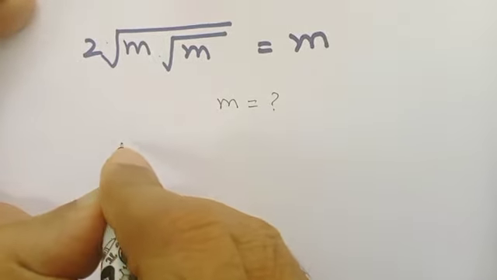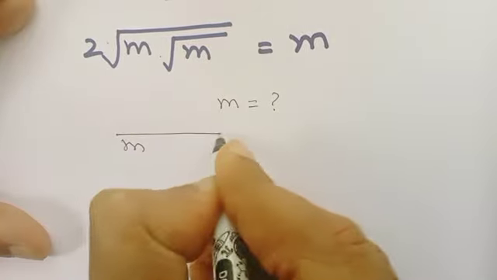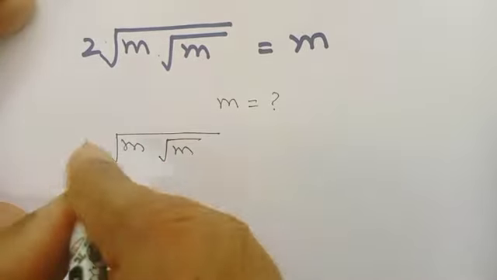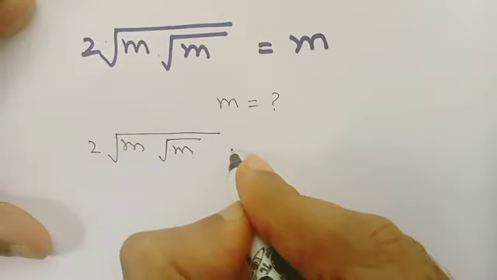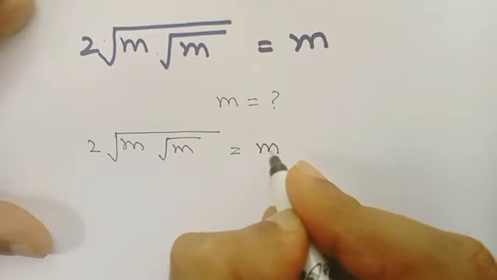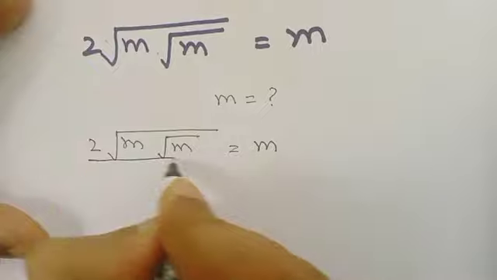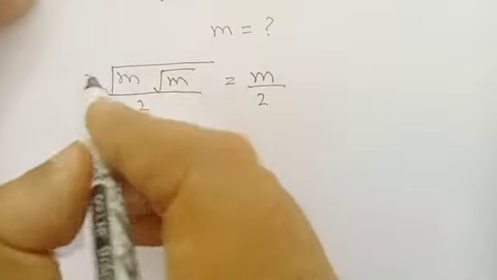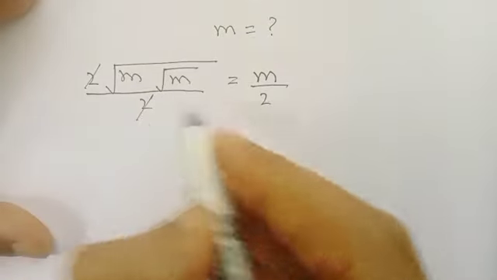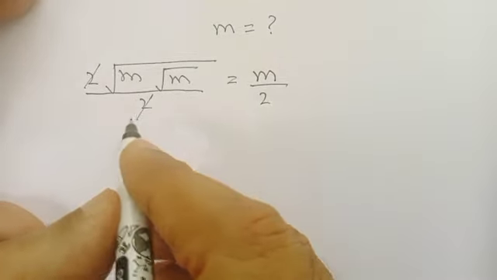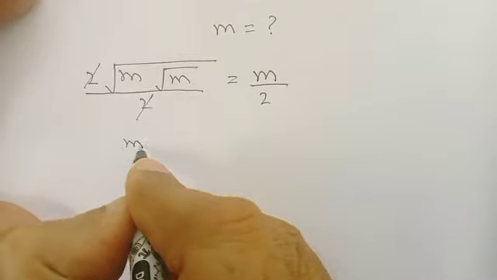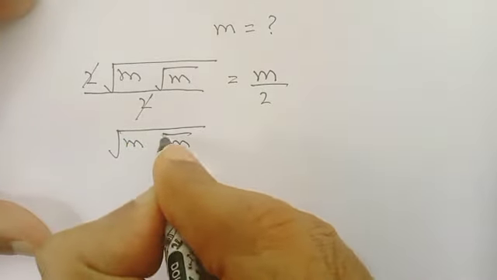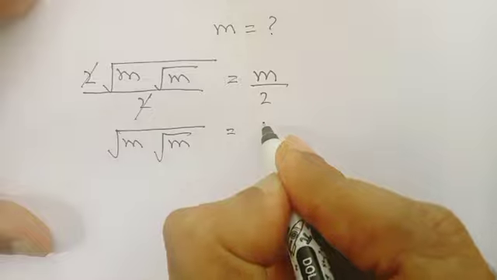Let's see. The equation is 2m times the square root of m equals m. Divide both sides of the equation by 2. Here we see the 2 cancels, so we get m times the square root of m equals m over 2.